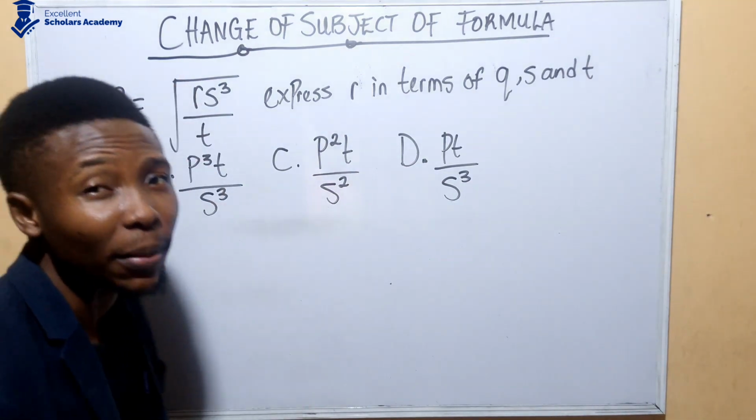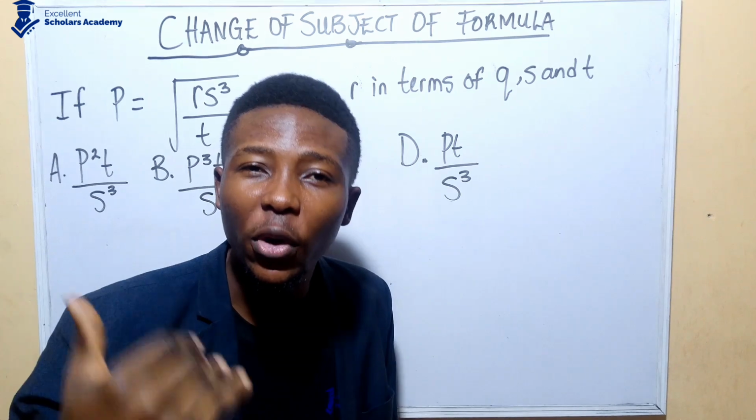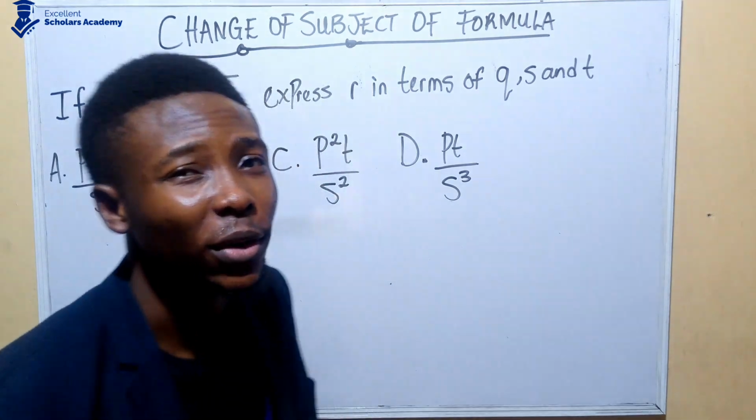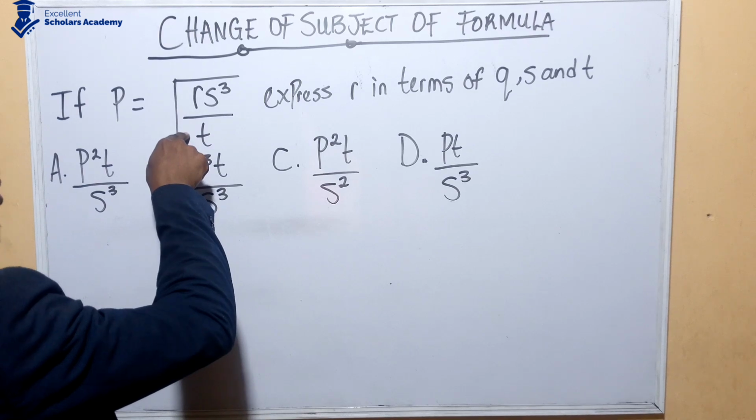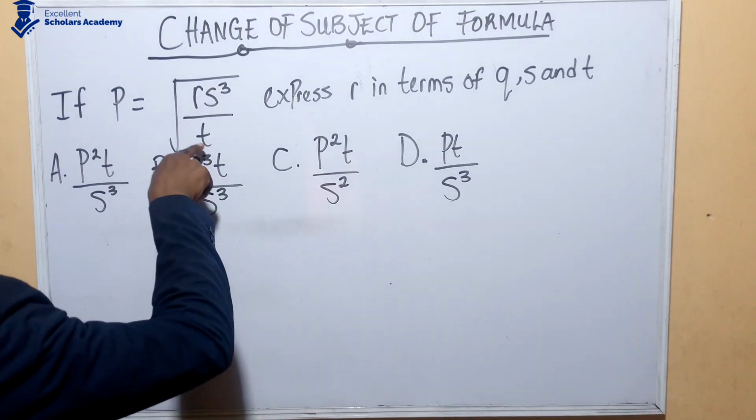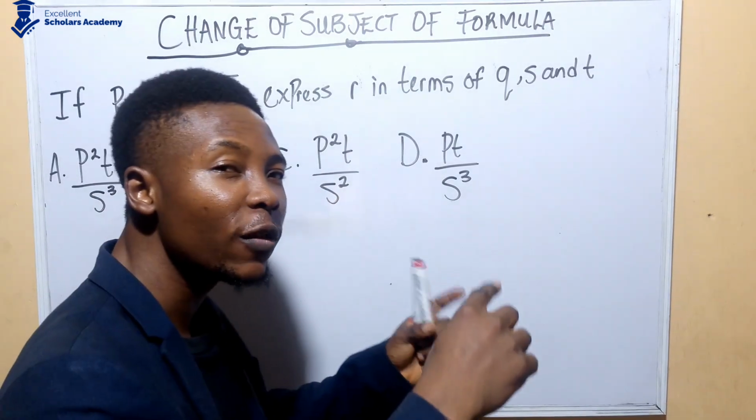Take this square root like a cap. You must take away that cap before you can be able to deal with R and make it the subject of formula. So this is the square root. How do we take away this square root of RS to the power of 3 over T? We can take the square of both sides.